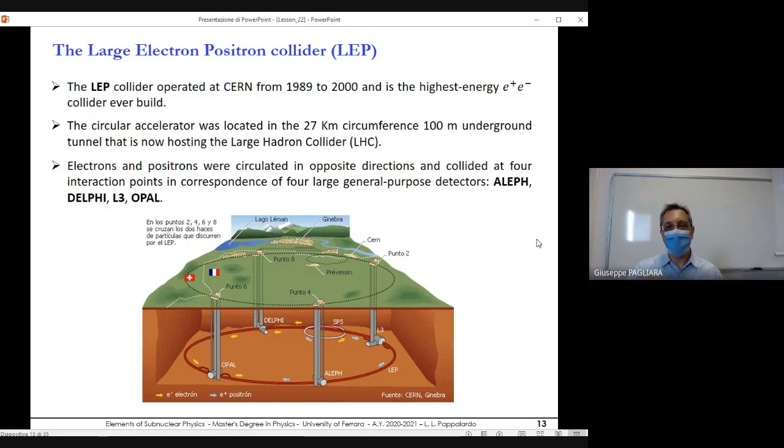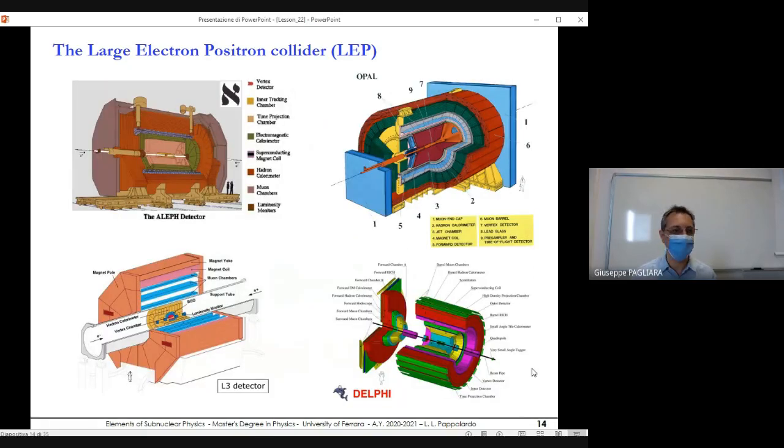Electron and positron were circulating in opposite directions and collided at 4 different interaction points in correspondence to 4 different experiments: Aleph, Delphi, L3, and Opal. And you see here a sketch of the detectors. These were all typical collider detectors with this onion-shaped structure with different layers of different detectors. And they were all essentially general purpose detectors. They were not specialized for a single thing, but they could essentially detect and study anything. But of course, the main scope was to characterize the properties of the Ws and the Z, plus many other things.